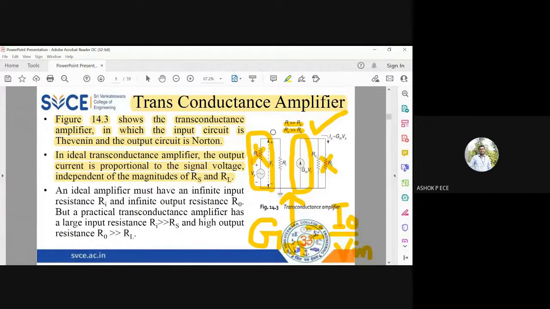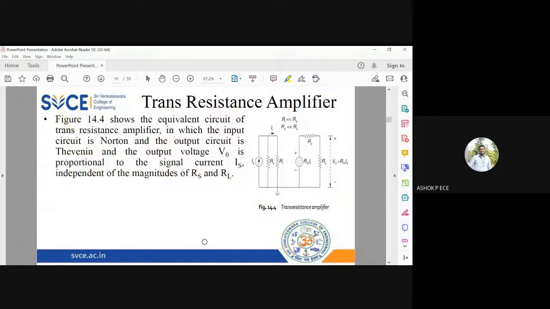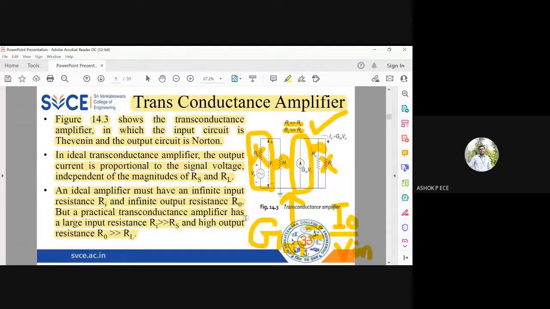Maybe the way of writing is different. Ri is very much greater than Rs, and you can write RL is very much less than R naught. They have written R naught is very much greater than RL. Both are correct. So an ideal transconductance amplifier must have infinite Ri and infinite R naught, sorry, both are infinite here. Only when both are infinite can they draw maximum power and transfer maximum power. That is the reason: Ri is very much greater than Rs and R naught is very much greater than RL. So these are the parameters for a transconductance amplifier. Any queries?